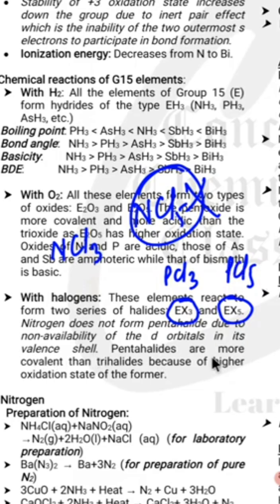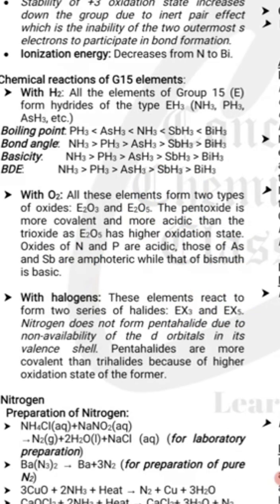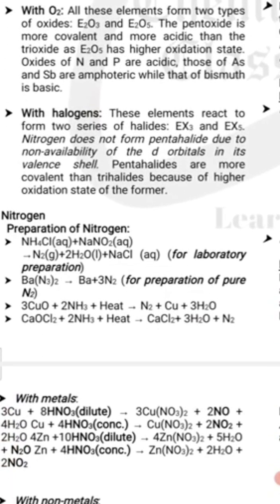The pentahalide is more covalent than the trihalide because of higher oxidation state. Higher is the oxidation state of the central atom, higher will be the covalent nature. In PCl5 phosphorus has +5 oxidation state, while in PCl3 phosphorus has +3 oxidation state. These are some important points about compounds of group 15 elements. Now let us go to nitrogen.